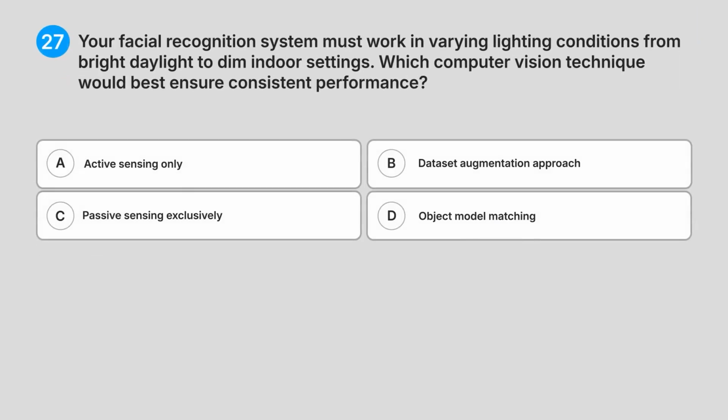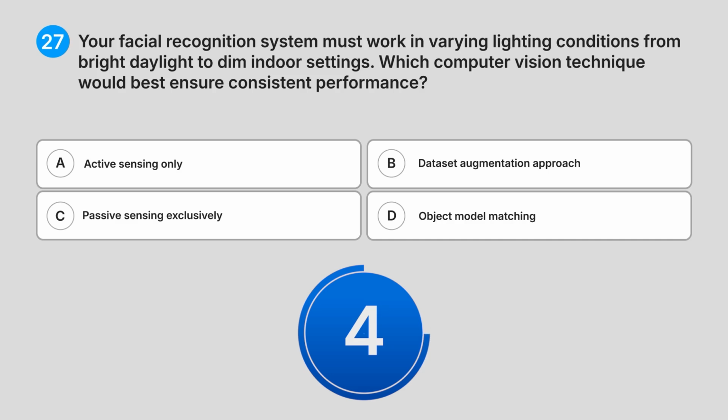27. Your facial recognition system must work in varying lighting conditions, from bright daylight to dim indoor settings. Which computer vision technique would best ensure consistent performance? A. Active sensing only. B. Dataset augmentation approach. C. Passive sensing exclusively. D. Object model matching. Can you guess the answer?